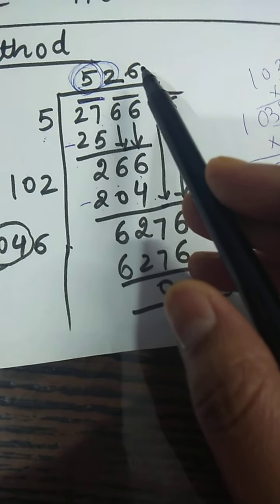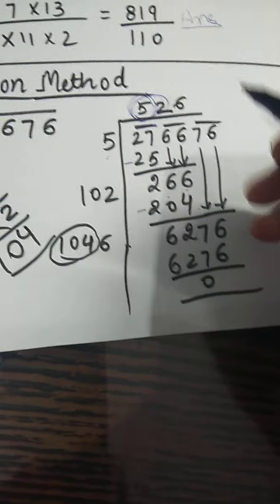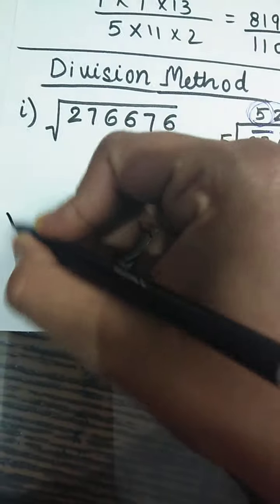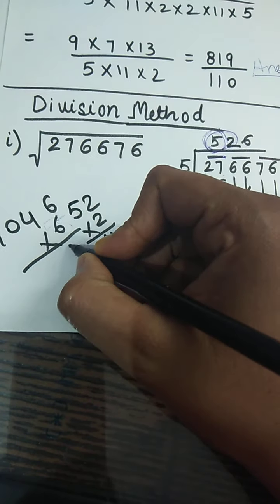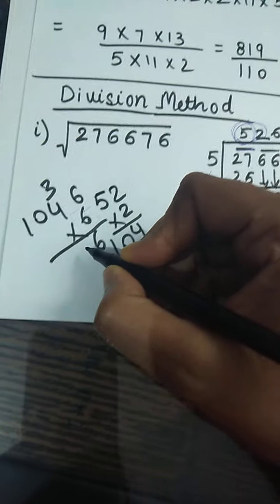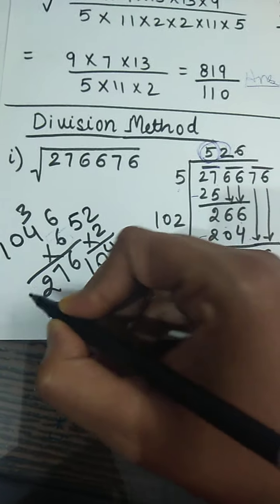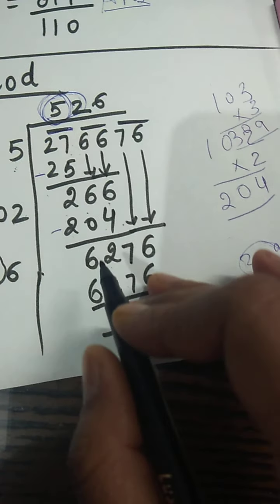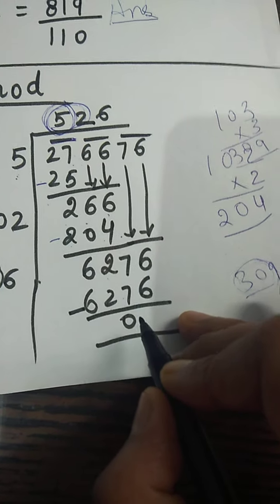We will take it by 6, because if we take 6 6s, we'll get 6 in the ones position. So it will be 104 6s. 6 6s are 36. It will be 3 here. 6 4s are 24, and 3 is 27. 6 zeros are 0, and 6 1s are 6. So we got 6276, which is our remainder. And then finally we will subtract, and we'll get our remainder as 0.